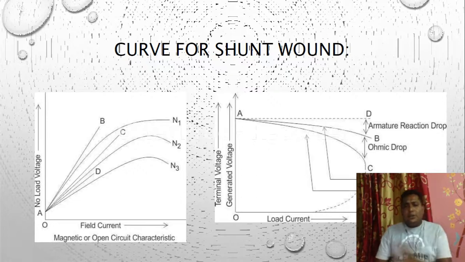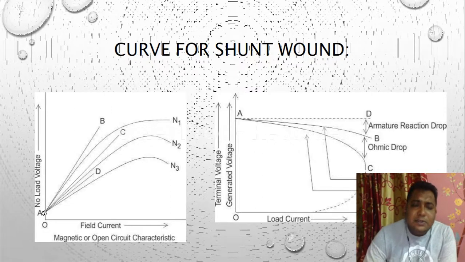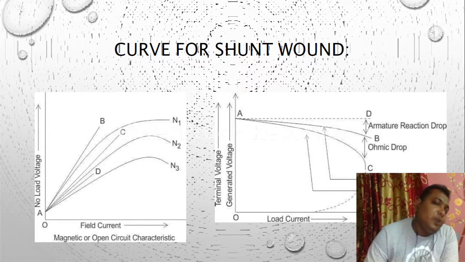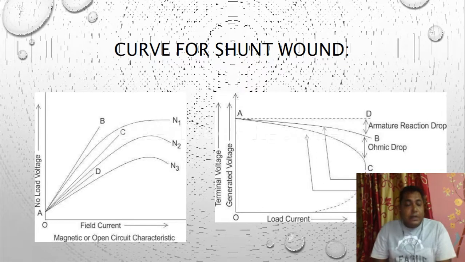There, just follow the left hand side diagram. As we can see there, this curve isn't started from the 0 axis, it started from some value. So that means when the field current has a 0 value, at that time the terminal is showing some voltage. How can it be possible?